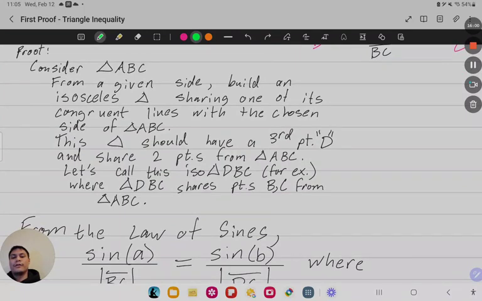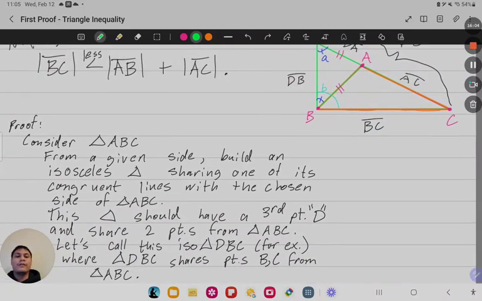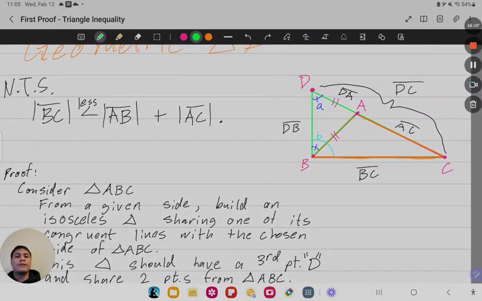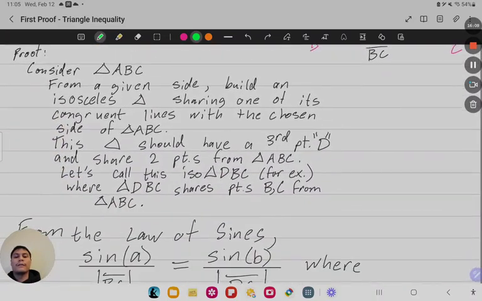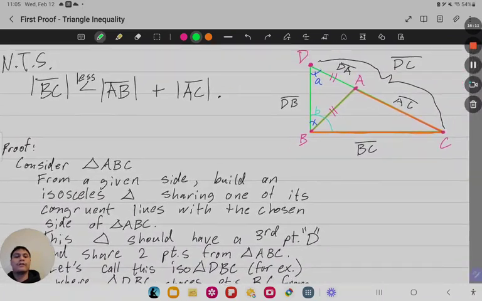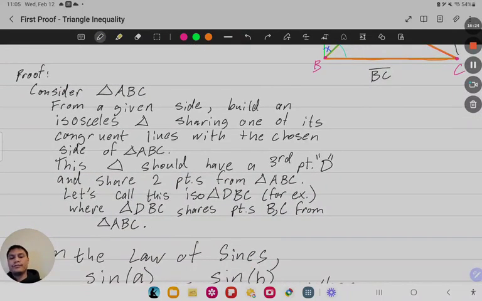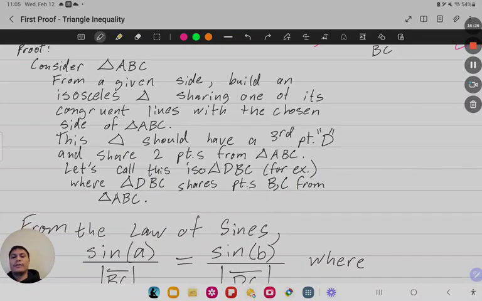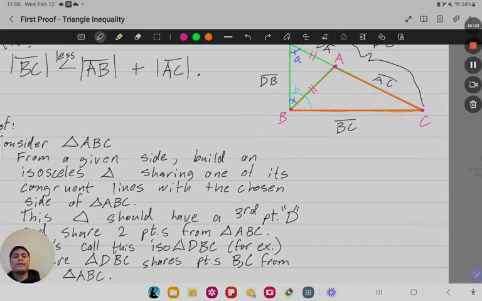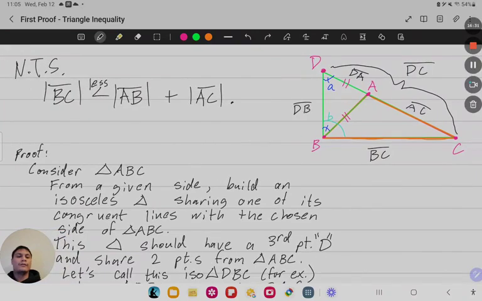So we're going to call the bigger triangle isosceles triangle DBC. Let me draw this. That would be this triangle here. That's DBC, where DBC shares points B and C from ABC.